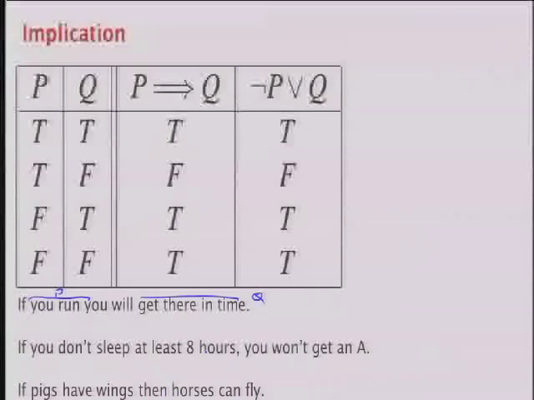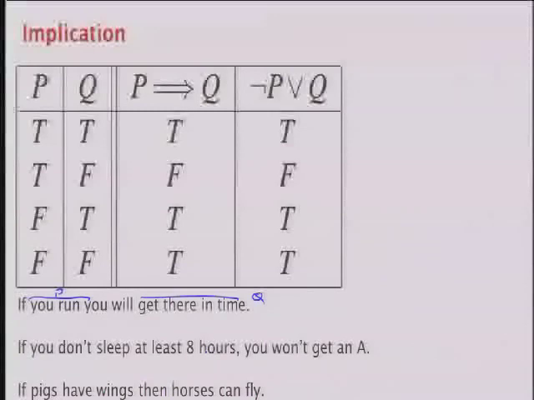and then you get a B, that's fine. The statement is true because you didn't get an A. So the only way this statement can be false is if you satisfy this condition, you didn't sleep at least 8 hours, and the consequence is not true. So the hypothesis, you don't sleep at least 8 hours, has to be true, and the conclusion, you won't get an A, has to be false for the statement to be false.